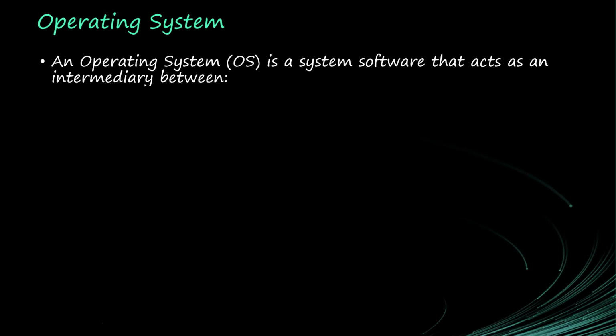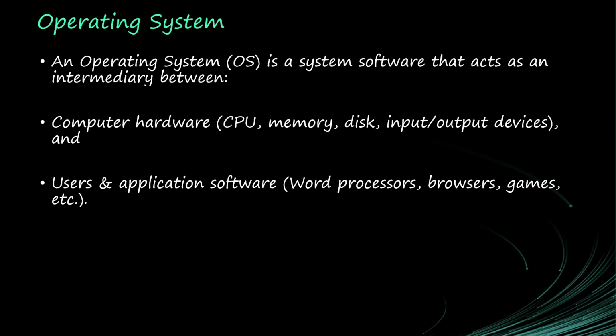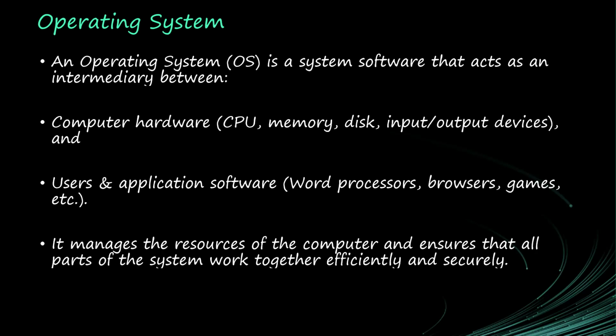An operating system is a system software that acts as an intermediary between the computer hardware, the user, and the application software. It manages the resources of the computer and ensures that all parts of the system work together efficiently and securely.